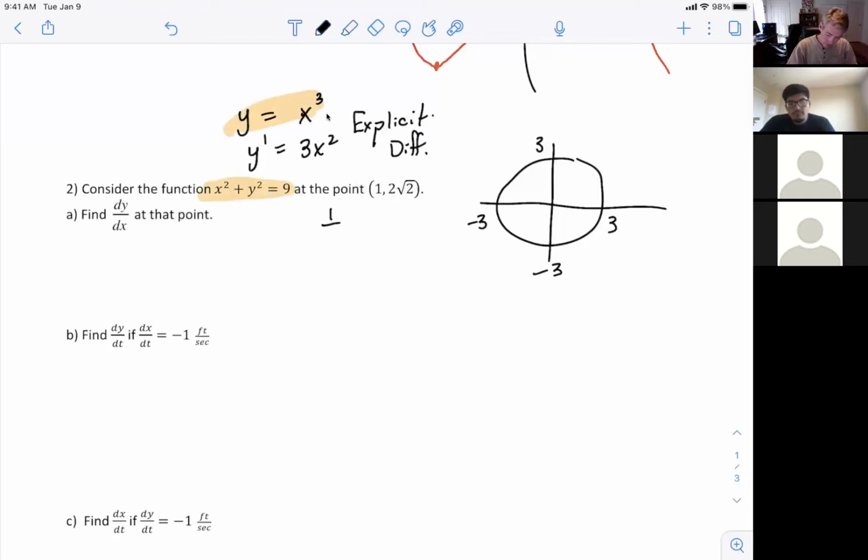So the word implicit is coming from the word imply. So it's implied that y is a function of x for this one. Because if you plug in something for x, like if you plug in that x equals 0, then you'd be able to solve for y, and you'd get y equals plus or minus 3.